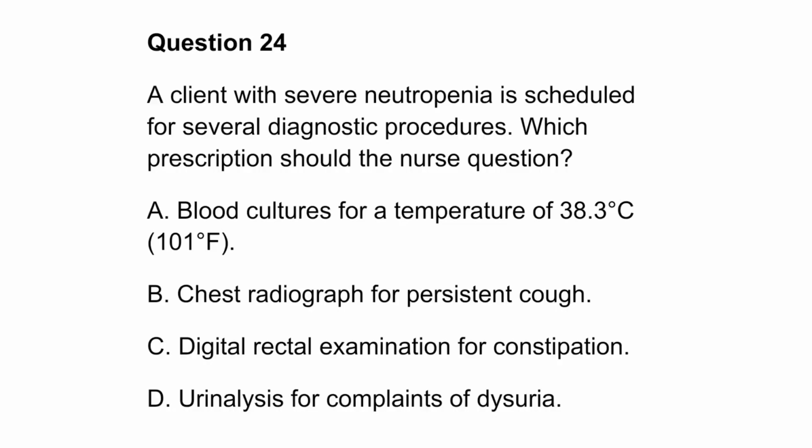Question 24. A client with severe neutropenia is scheduled for several diagnostic procedures. Which prescription should the nurse question? A. Blood cultures for a temperature of 38.3 degrees Celsius, 101 degrees Fahrenheit. B. Chest radiograph for persistent cough. C. Digital rectal examination for constipation. D. Urinalysis for complaints of dysuria.